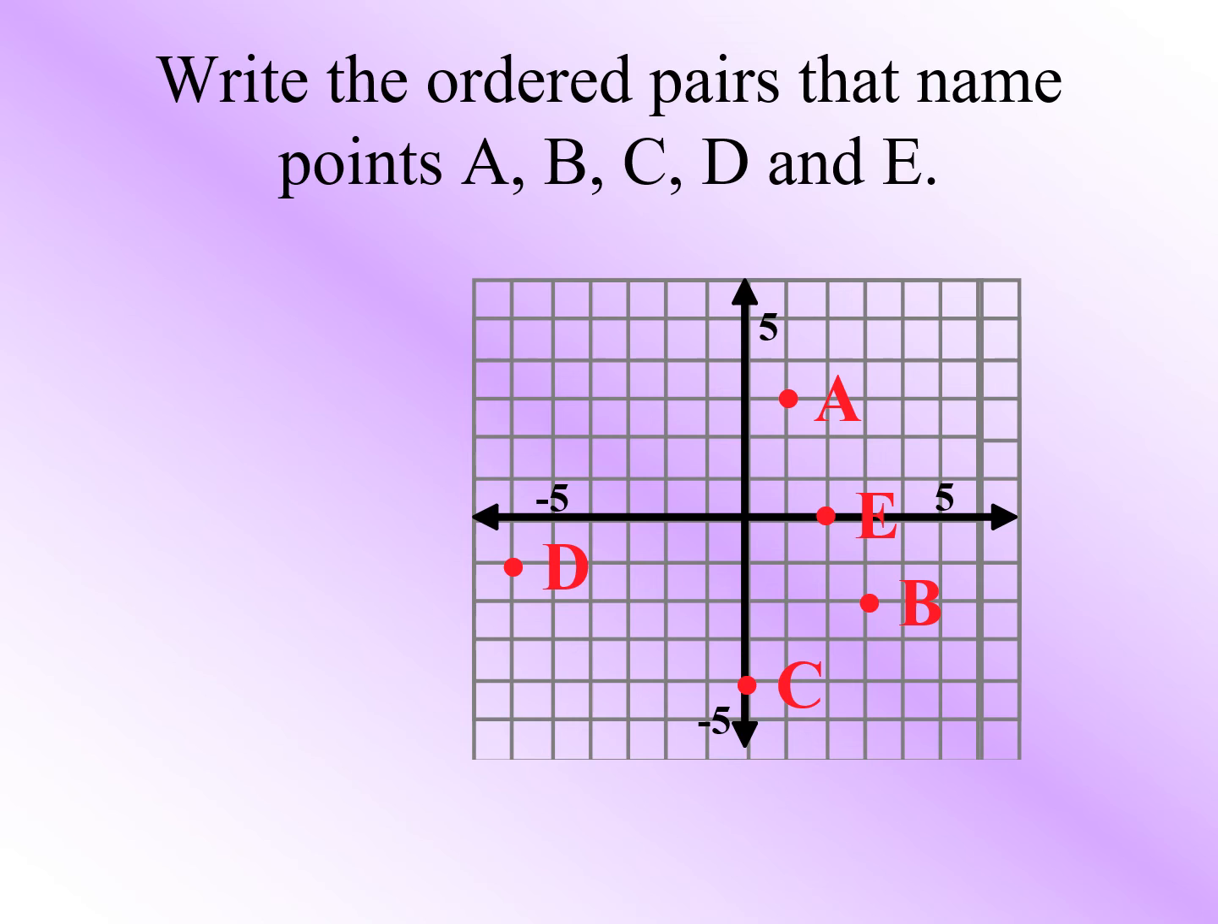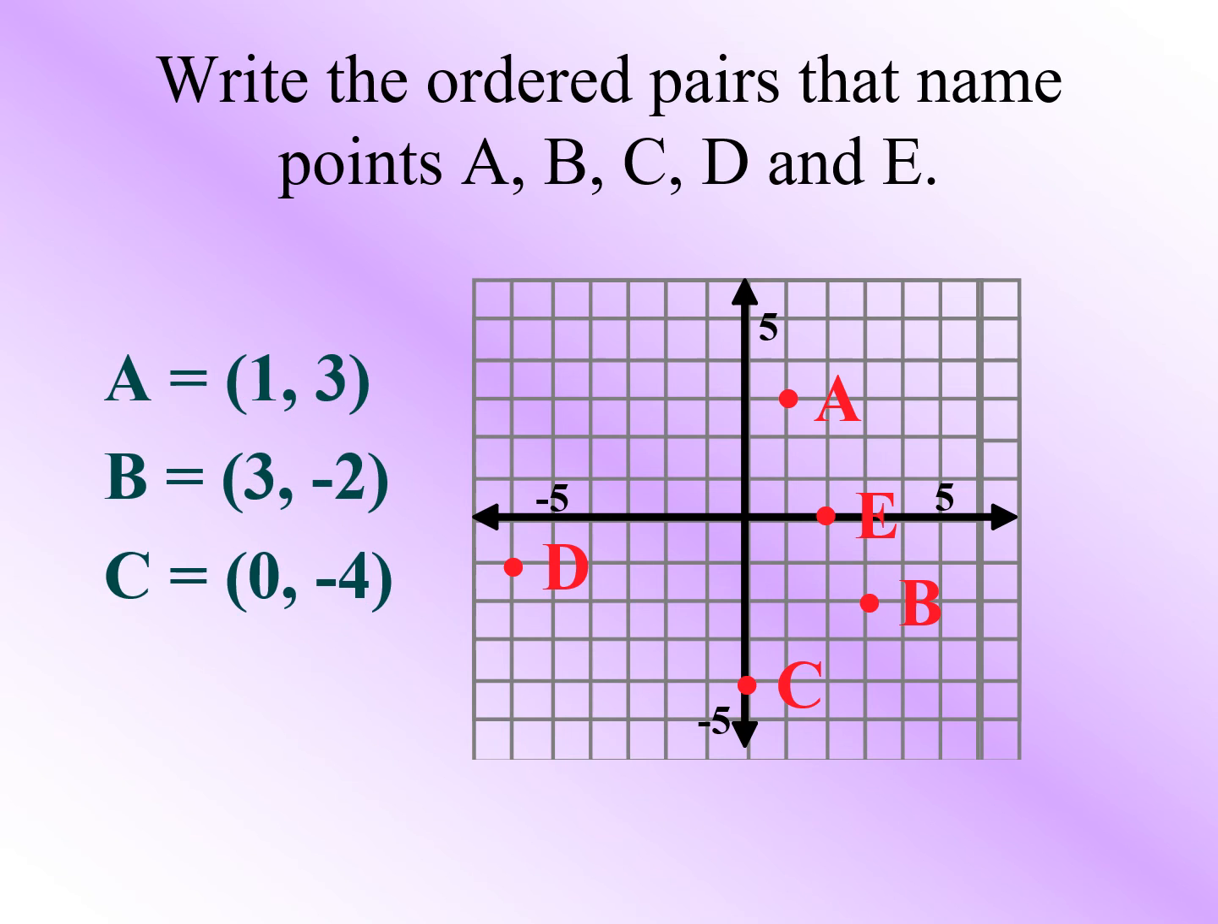Now, let us write the ordered pairs that name points A, B, C, D, and E. For point A, it is (1, 3). For point B, it is (3, -2). For point C, it is (0, -4). For point D, it is (-6, -1). And for point E, it is (2, 0). That is how we name coordinates. The x comes first before your y.